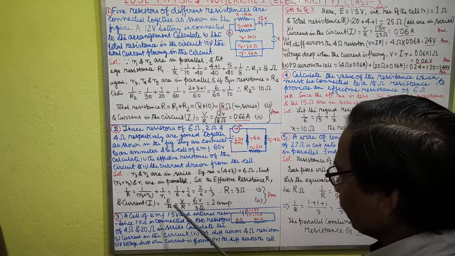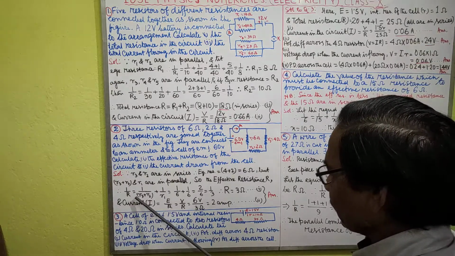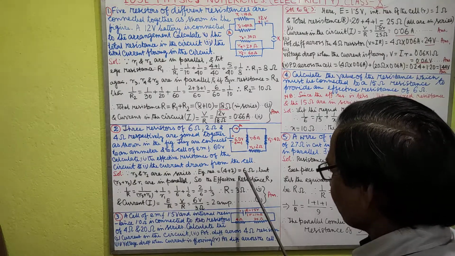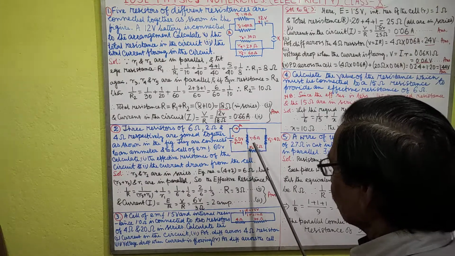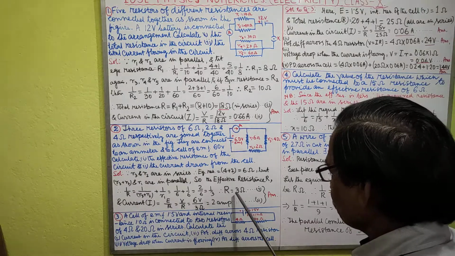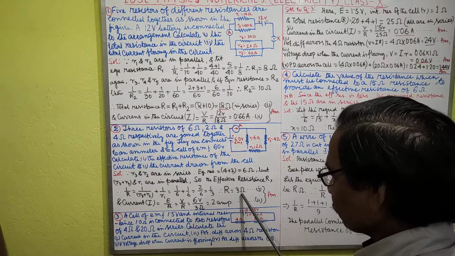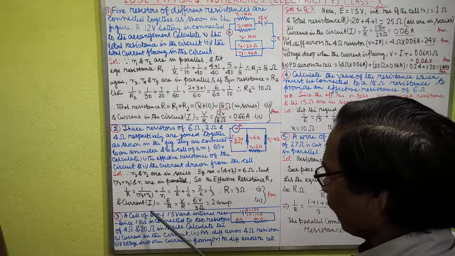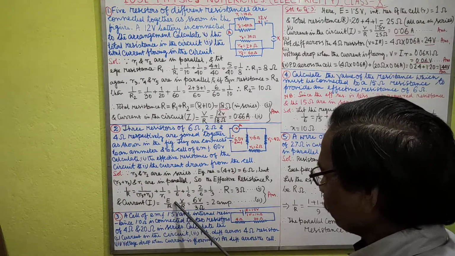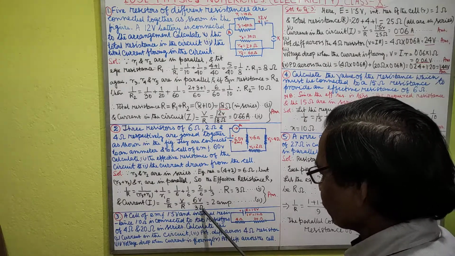So their effective resistance will be, 1 by capital R equals 1 by 6 plus 1 by 6, which is 1 by 3. Therefore capital R equals 3 ohms. The effective resistance will be 3 ohms. And current I equals E by R, that is the potential difference, 6 volt, by 3 ohms resistance, that is 2 amperes.